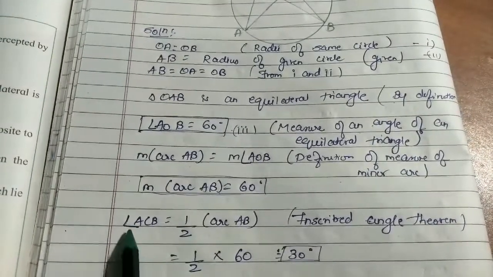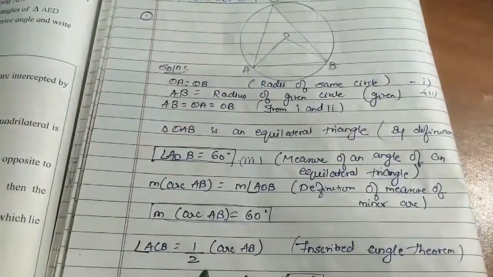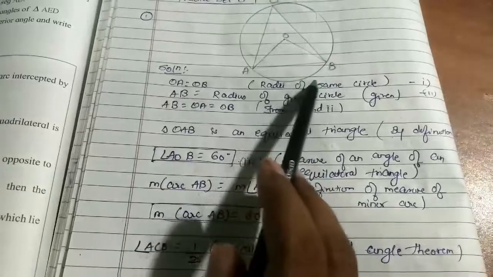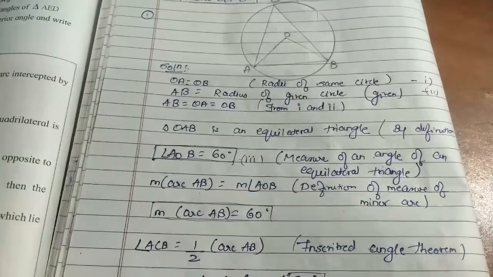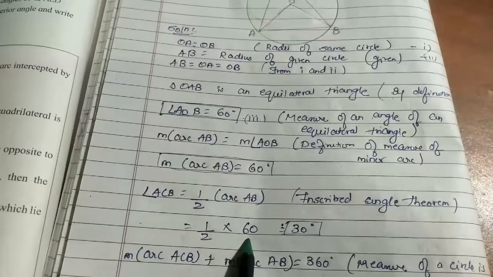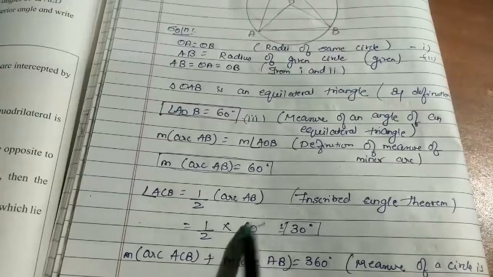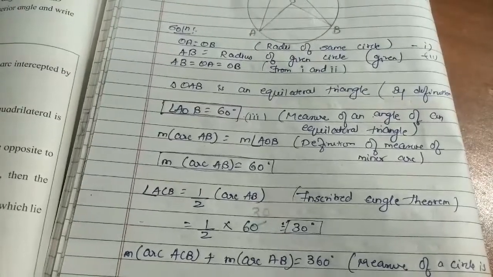Next we have to find angle ACB. Angle ACB equals half the measure of arc AB by the inscribed angle theorem. So half into arc AB, which is 60. So half into 60 will give you 30.